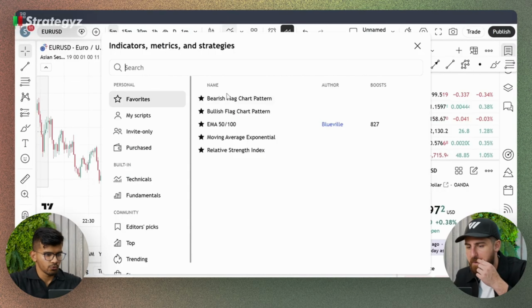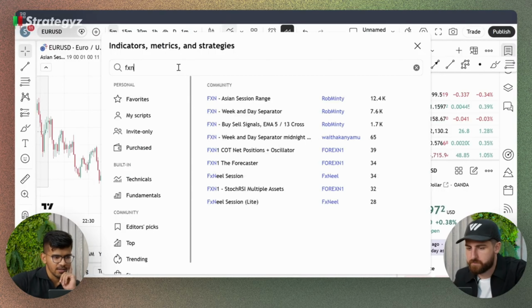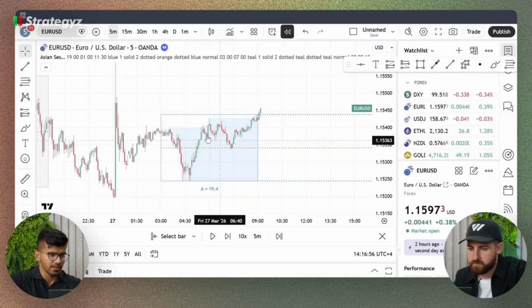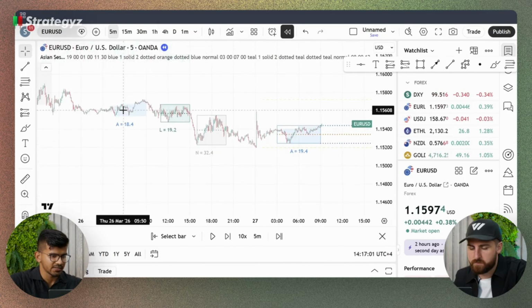First thing we're going to do is go to indicators. We type in FXN. And you'll see the one on the top, FXN Asian Session Range by Rob Minty. This is the one you want to apply on the charts. So this is what I've applied. And once you do that, you will see these session boxes across Asia session, London session, New York session.